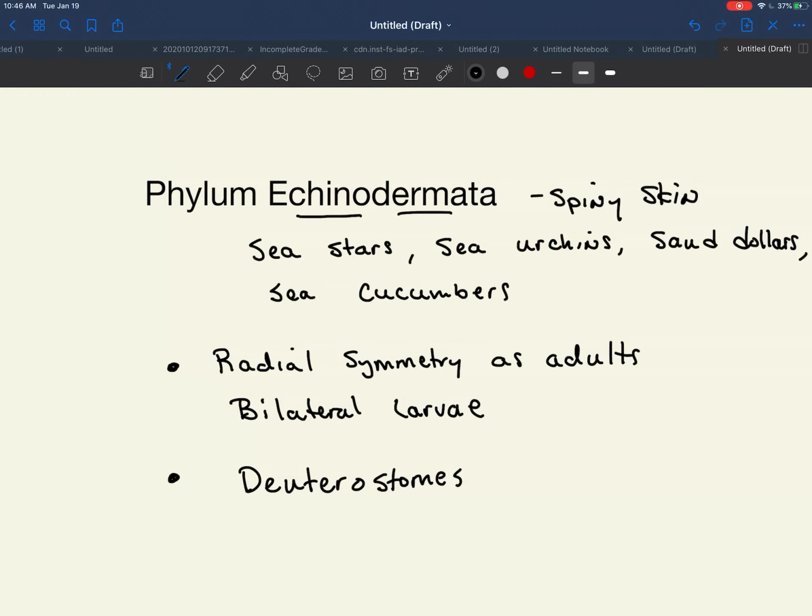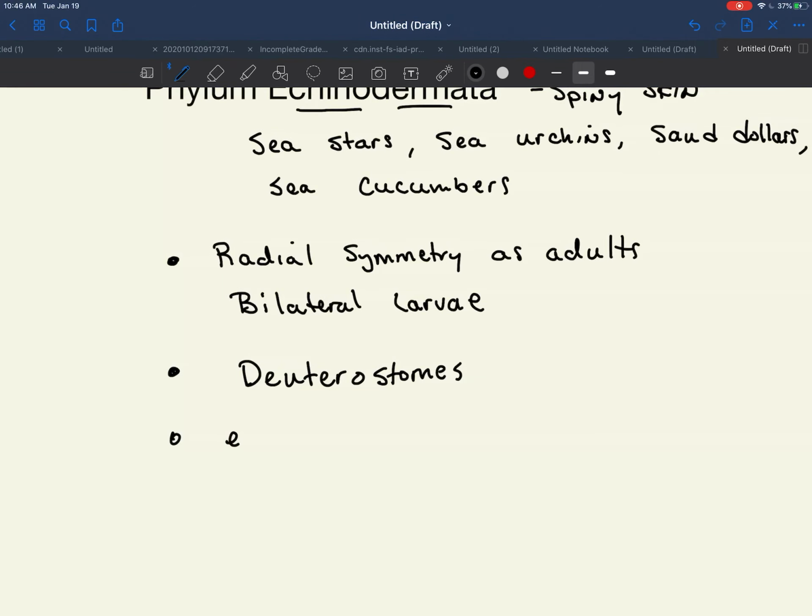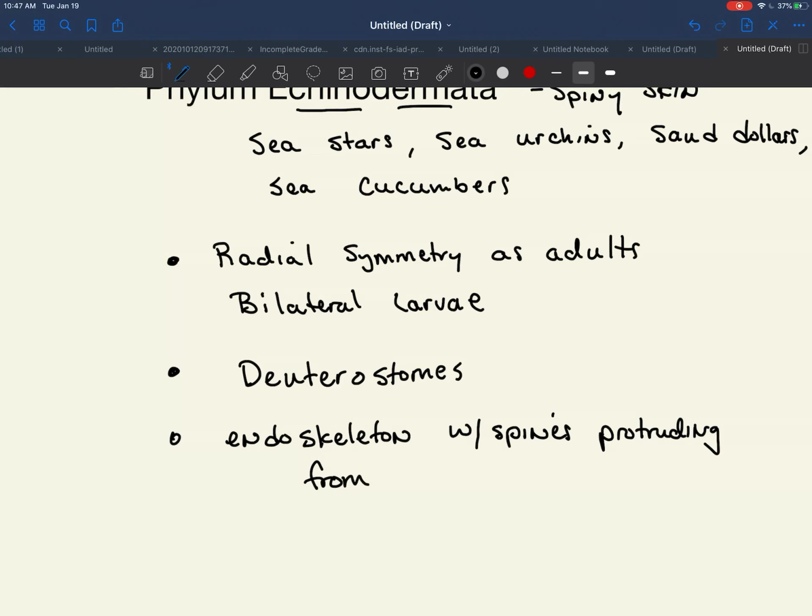These organisms have an internal skeleton, so they have an endoskeleton, with spines protruding from the surface. Sometimes these spines are very noticeable, like on sea urchins, sometimes not so noticeable, like on the sand dollars. Oftentimes what we see of these organisms is just their endoskeleton on the beach, right? They also have little spines, the sea stars do.